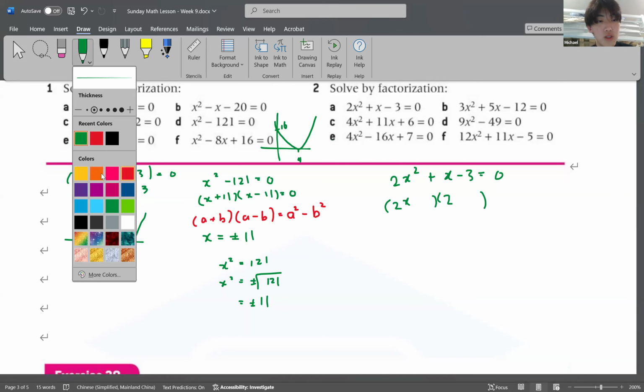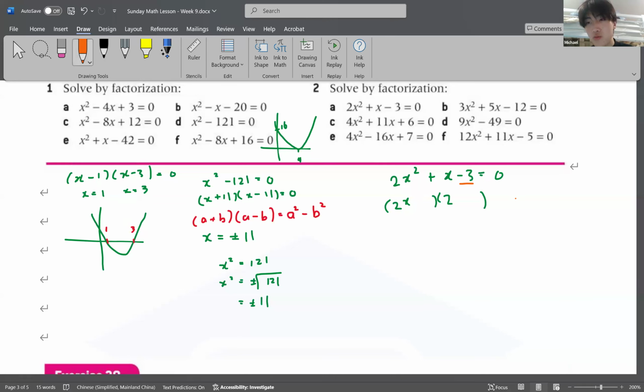And what does negative 3 give you? Negative 3 gives you 1 times 3 only, but with a negative sign. So it's either negative 1 times 3 or negative 3 times 1, okay? These are the 2 possibilities, and you want to match them with 2x and x. So there are 4 ways of matching it. For example, the negative 1 can either go with 2x or go with x. So theoretically, you have to try out every single possibility.